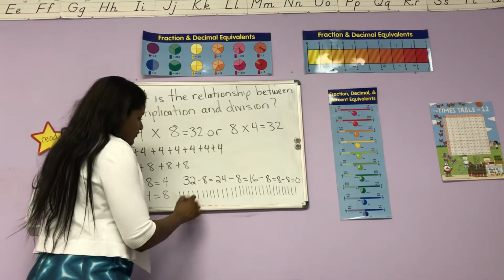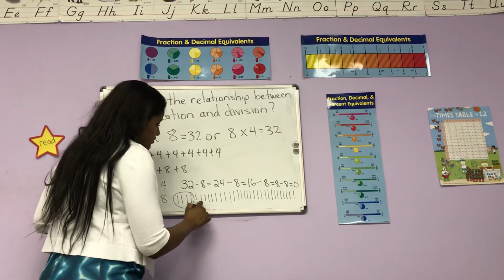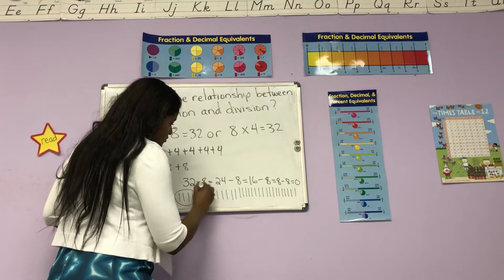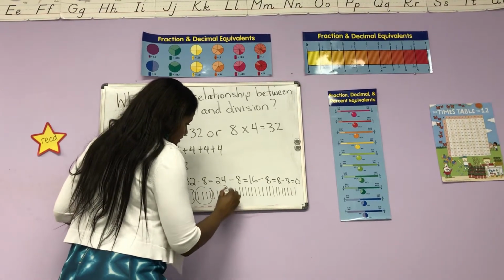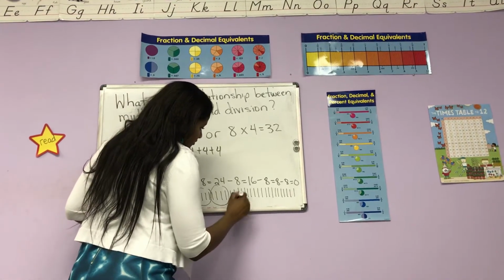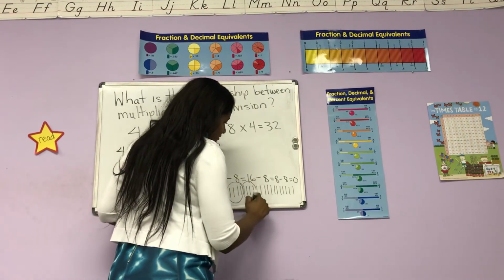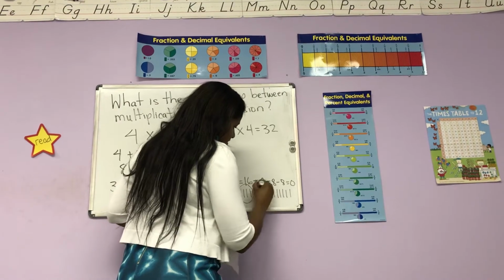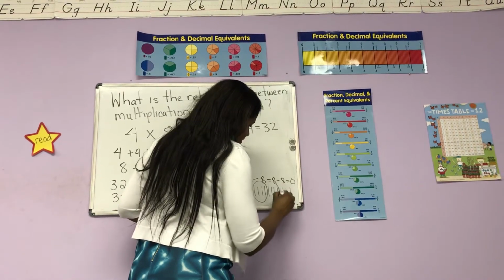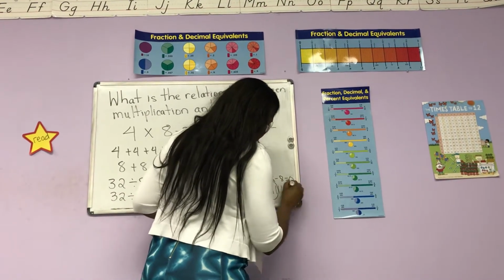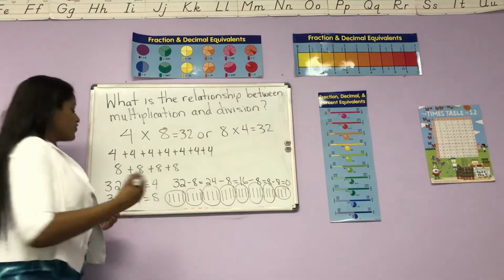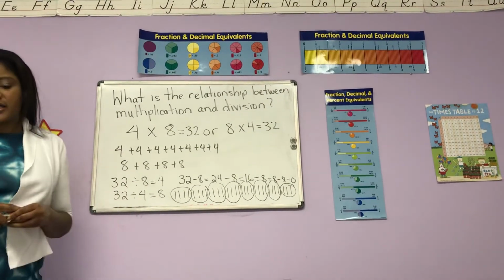have. 1, 2, 3, 4, that's 1. Then another group, that's 2, and so on, up to 8. So 32 divided by 4 is 8.